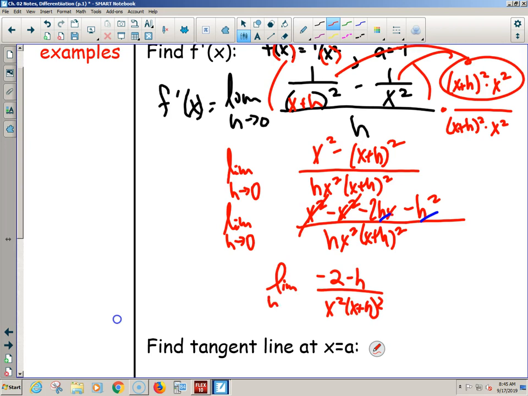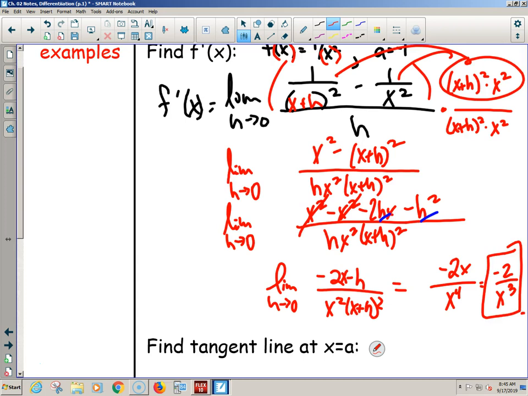The limit as h goes to 0. At this point, it's time to plug and chug because my h's that came out and reduced are gone. Oh, I'm silly, I didn't write it. The h came out, reduced, negative 2 minus h. Got it. Plug it in: negative 2x all over... isn't that going to be x to the 4th? Yes. It's the same thing as negative 2 over x cubed.